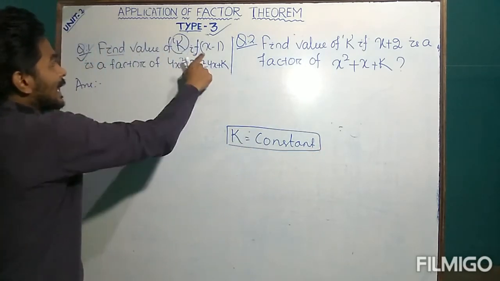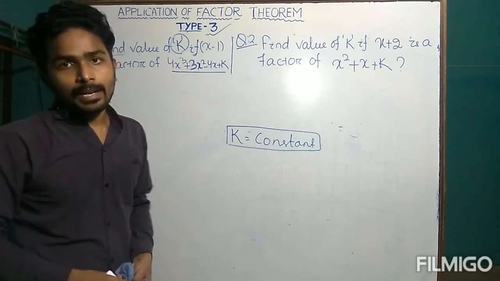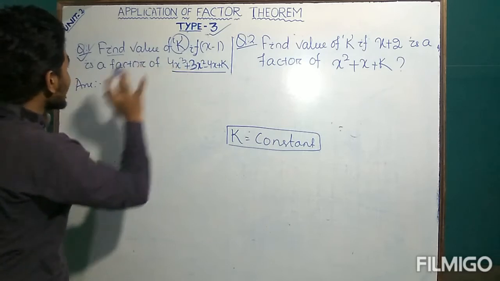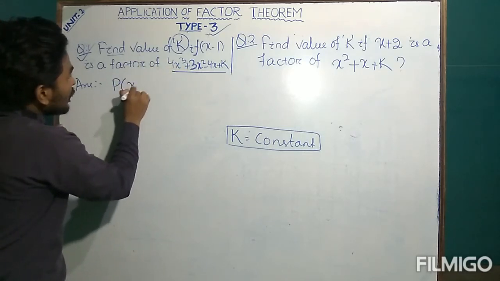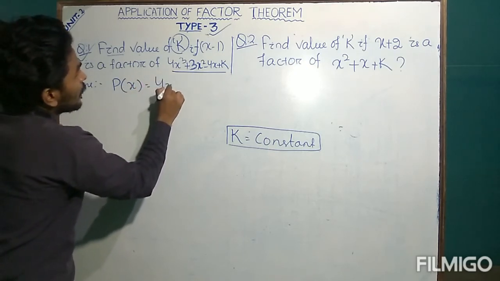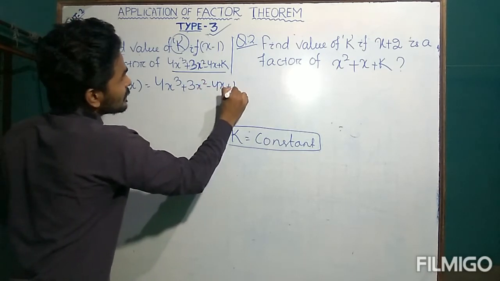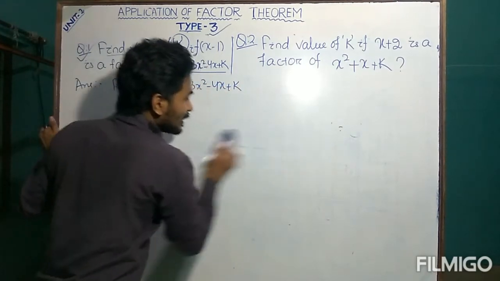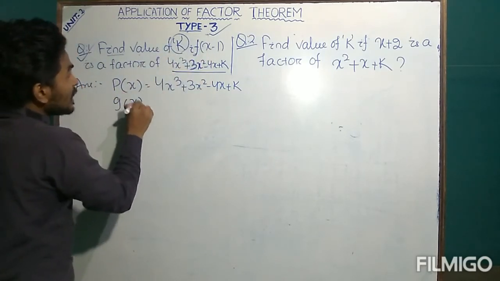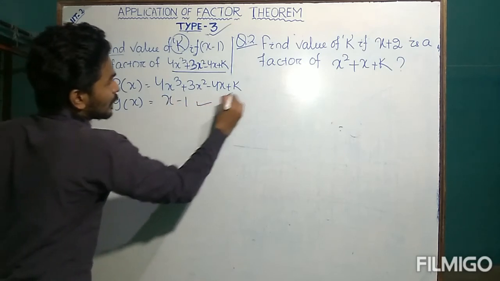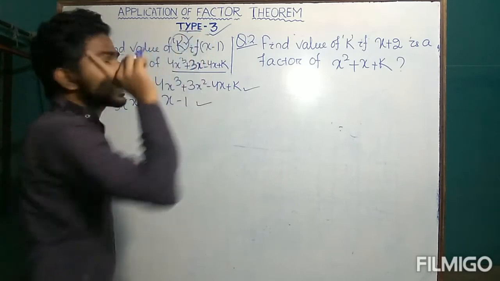Okay, if x minus 1 is a factor of this polynomial. First write down what is given in the question. In the question, we have p of x is equal to 4x cube plus 3x square minus 4x plus k. Okay, this is nothing but the dividend. And the second thing we have, g of x, that is the divisor. Now it is clear. Now the question is asking us to find the value of k.